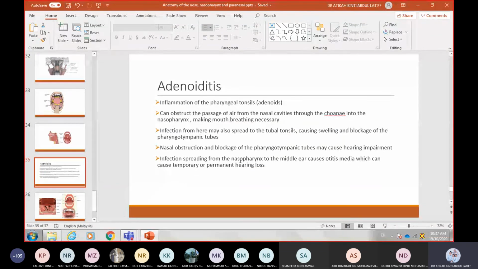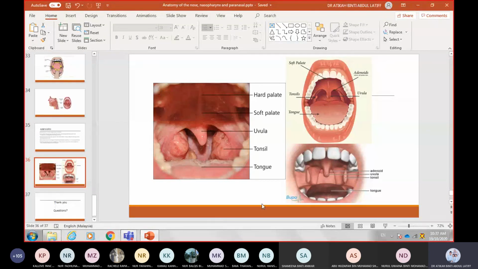As I mentioned earlier, infection through the nasal cavity and into the nasopharynx can also cause ear infection due to the connection, because they have the pharyngotympanic tube. So infection can travel to and fro from the nasal cavity into the ears. Here is an example of an enlarged tonsil or adenoid, coming from above. Here again are pictures of enlarged tonsils or adenoids.